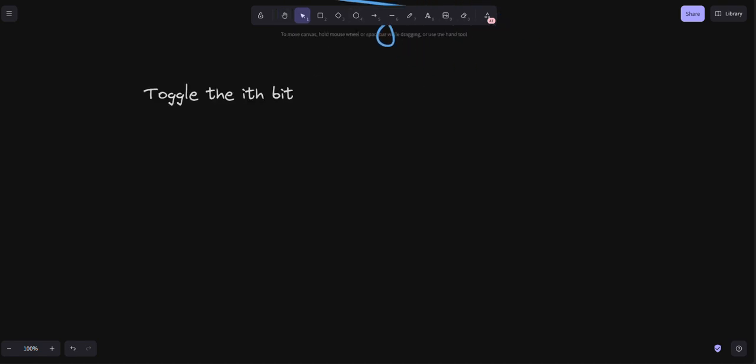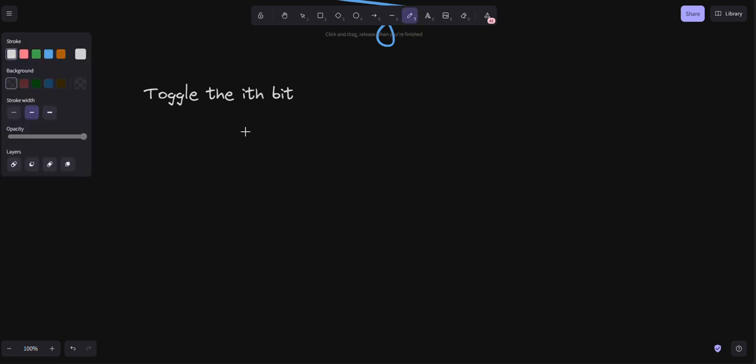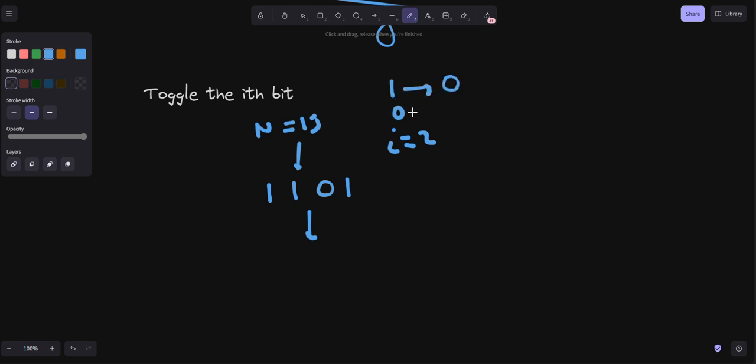Now we will see how we can toggle the ith bit. Again, if you sit and think about this question, you will most probably get it. Still, let's say n is equal to 13 again, and I am given 1101, right? I need to toggle the bit. Toggle means if there's 1, you have to make it 0. If there's 0, you need to make it 1. Basically reverse that particular bit.